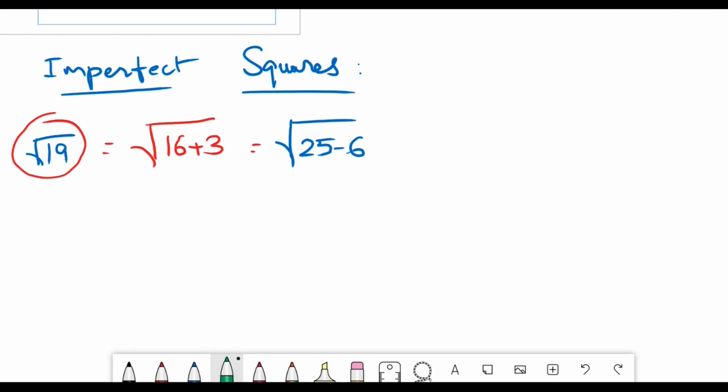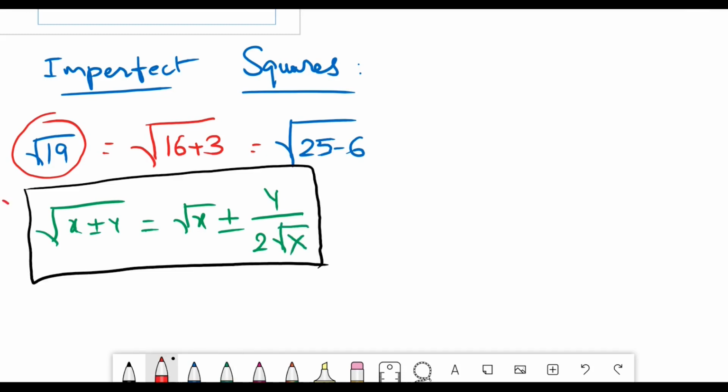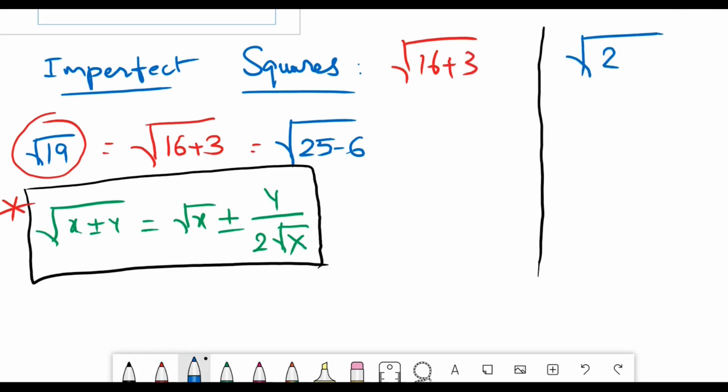Formula to find the square root of imperfect squares. Please note down: root of x plus or minus y is approximately equal to square root of x plus or minus y by 2 into square root of x. This is important to find square roots of imperfect squares. So we have square root of 16 plus 3 and square root of 25 minus 6. First it looks like square root of x plus y.